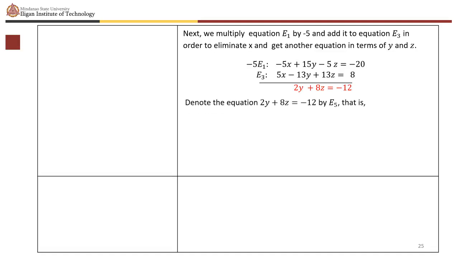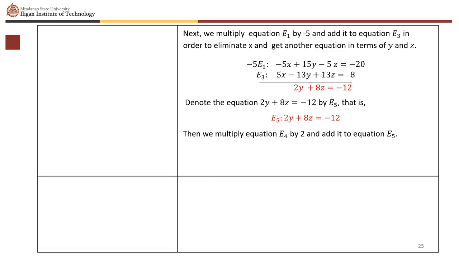Then denote the equation 2y plus 8z equal to negative 12 by e sub 5. So that is, we have e sub 5 is 2y plus 8z equals negative 12.